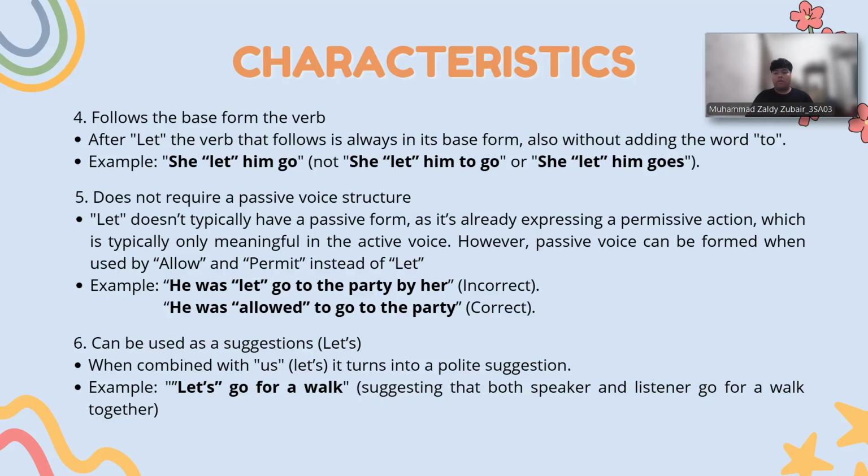Number five, does not require a passive voice structure. Let does not typically have a passive form, as it is already expressing a permissive action, which is typically only meaningful in the active voice. However, passive voice can be formed by using allow and permit instead of let. Example: he was let go to the party by her. It's incorrect. He was allowed to go to the party. It's correct.